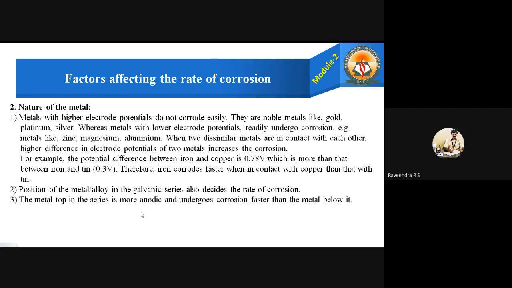The metal at the top of the series is more anodic and undergoes corrosion faster than the metal below it. That means whatever metal is present at the top of the galvanic series undergoes rapid corrosion. For example, iron, aluminium, copper, etc. They are present at the upper position of this galvanic series. Hence, they undergo corrosion easily.